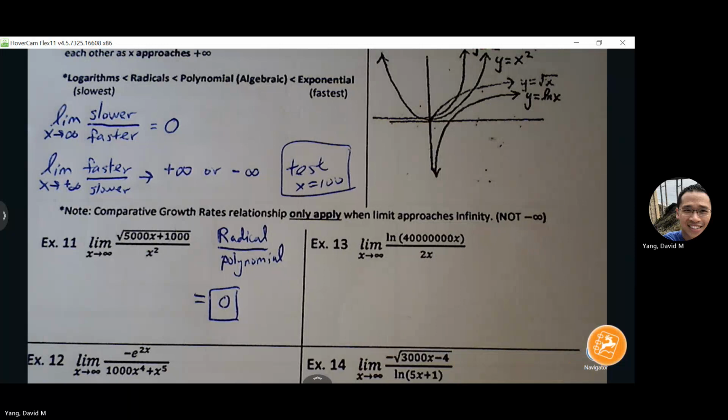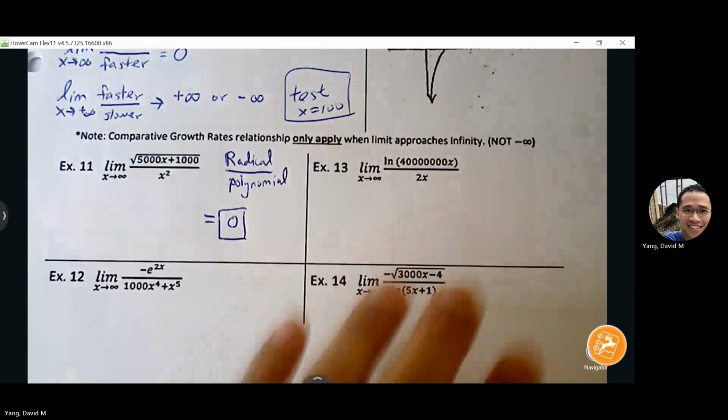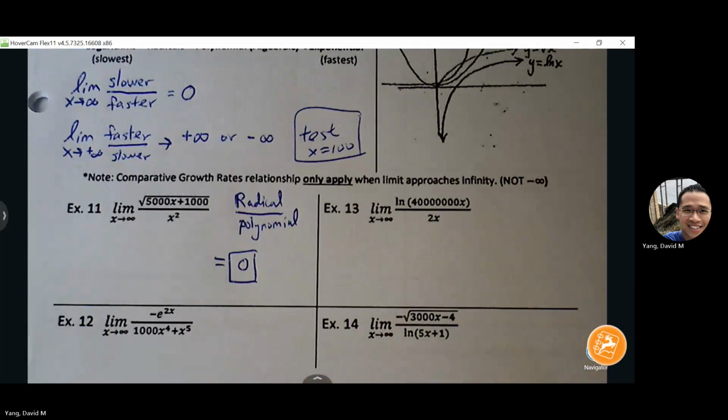Okay, you guys want to try these next ones here and see if these steps make sense, and then we'll compare our answers. If my numerator is growing at a faster rate than my denominator, then I will have to test x equals 100, okay? Because even if it's infinity, we're still having to choose between two options.